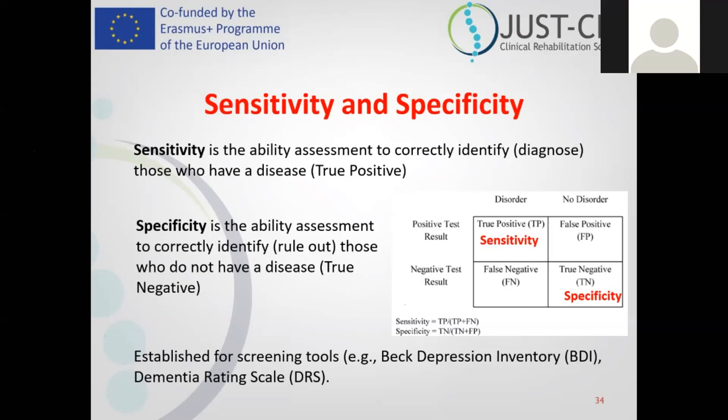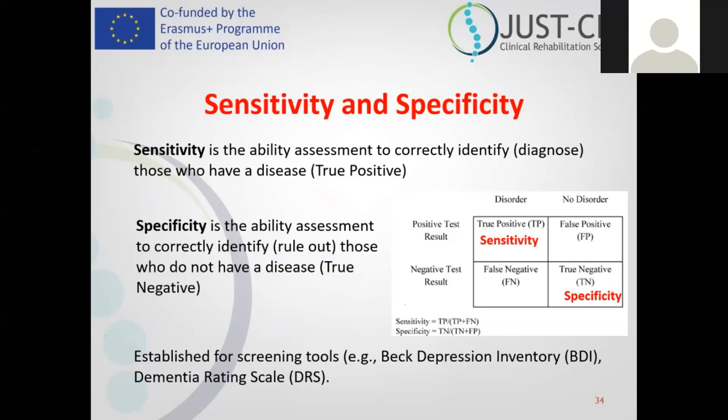Sensitivity means that the instrument is able to correctly assess or identify those who actually have the disease, or in other words, helps us identify individuals who have a true positive result for the disorder that is being evaluated or assessed. Whereas specificity is the ability of the assessment tool to correctly rule out those who do not have the disease, or in other terms, those who have a true negative result for not having the disorder in question.